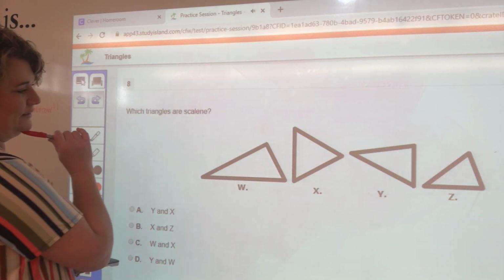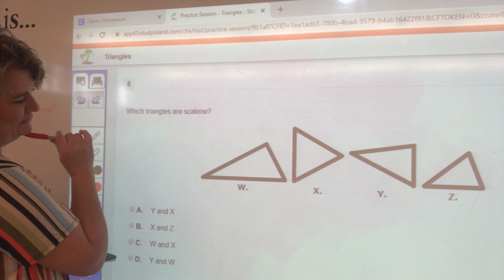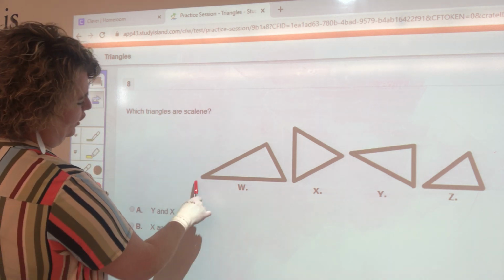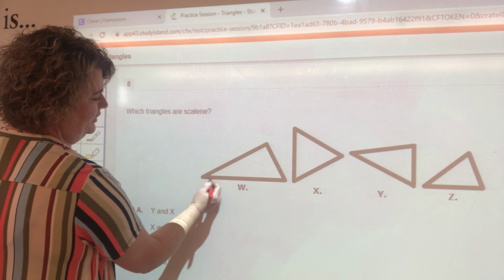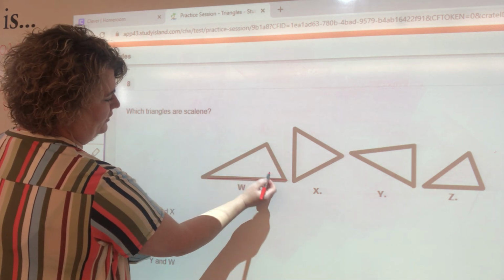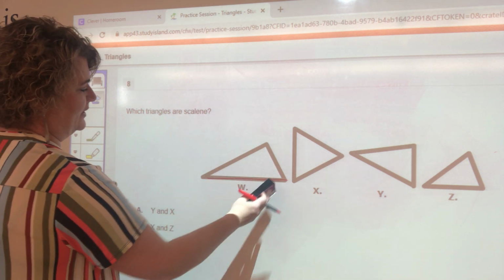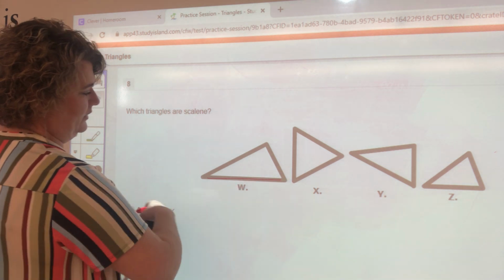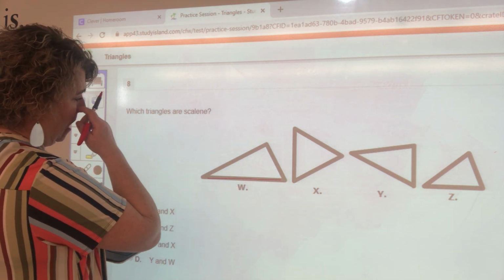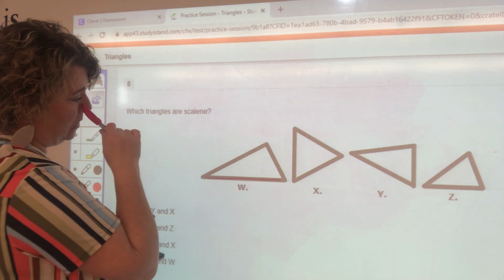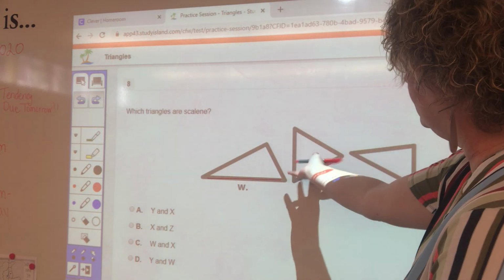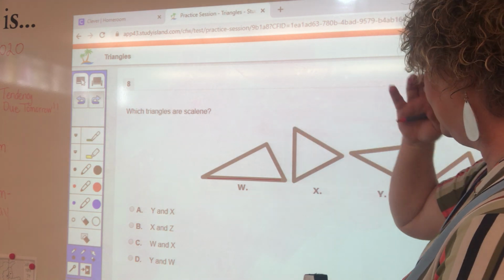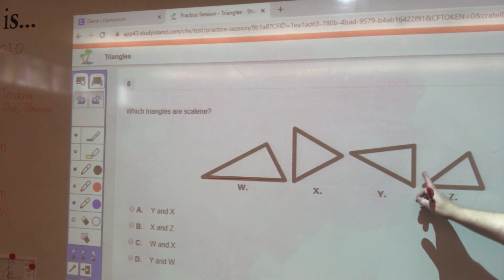Scalene means nothing's the same. Well, this kind of looks like a Christmas tree laid over on its side, but look, you can tell this side's longer. If this was the same as that top one, it would stop about right there, but it doesn't. It goes on, so it might be that. I don't think it's X, because if you look at X, no matter how you turn it, that would be equilateral.